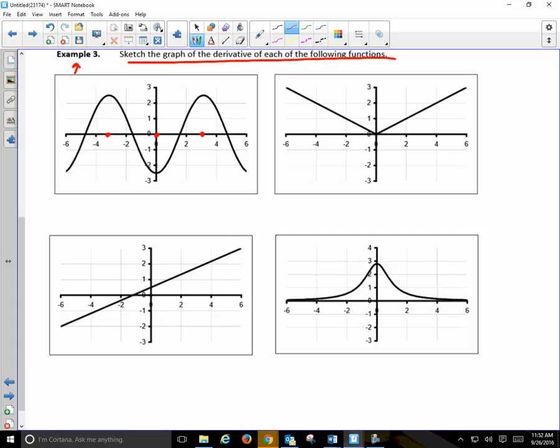In this interval right here, is the derivative positive or negative? So it will be below the x-axis. Above, below. So I'll be above the x-axis, and I'm below. Above, below.